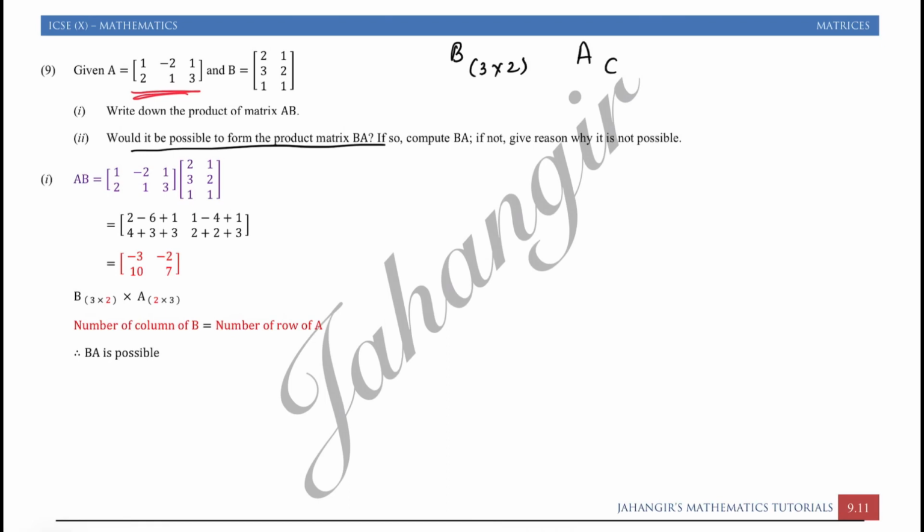And order of A is 2 rows, 3 columns. As per the criteria, number of columns of B is equal to number of rows of A. So first matrix का number of columns should be equal to second matrix का number of rows. So that criteria matches with this. So here BA is possible.